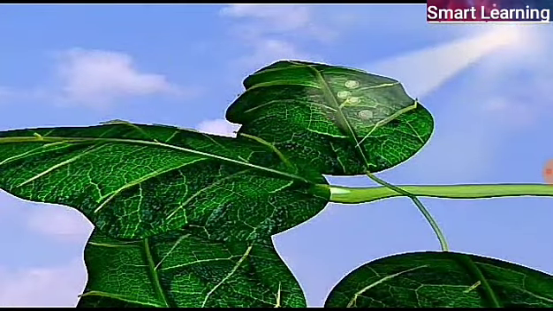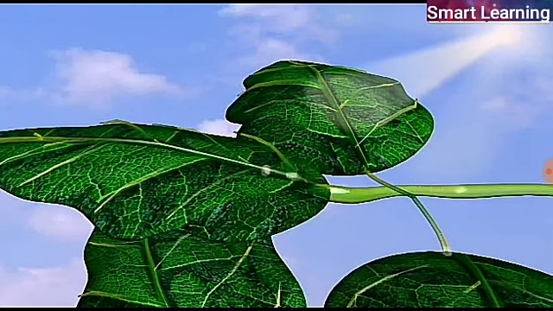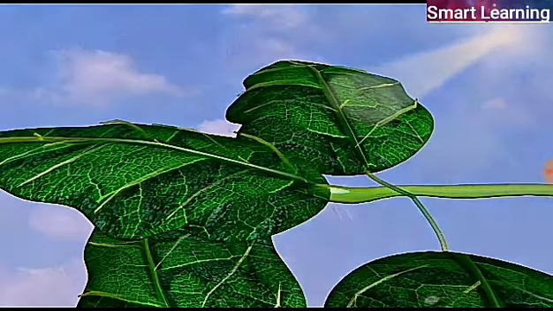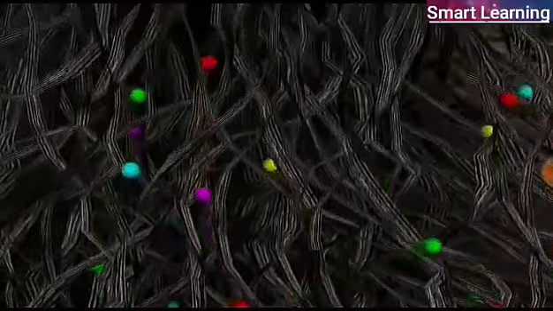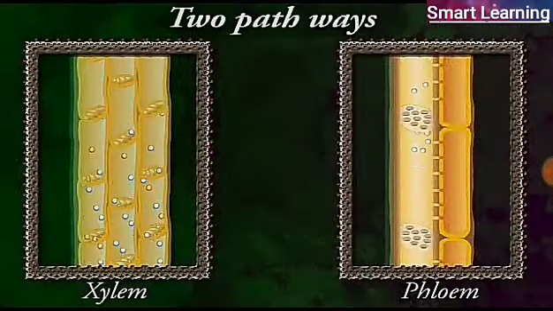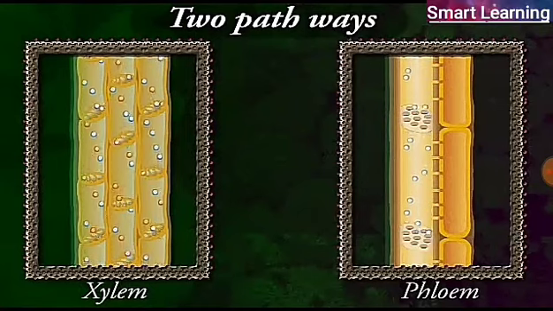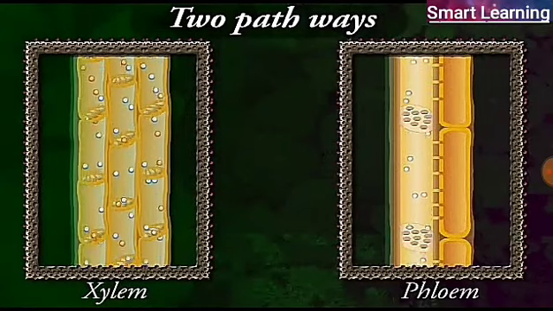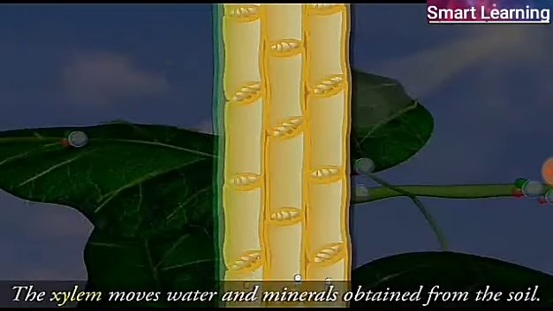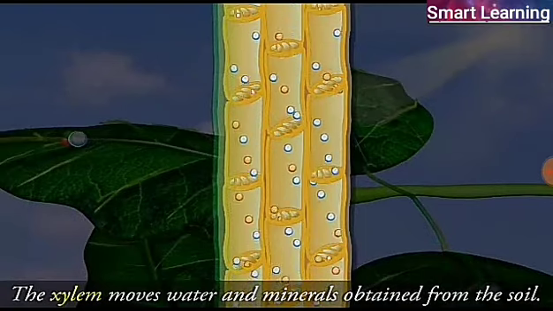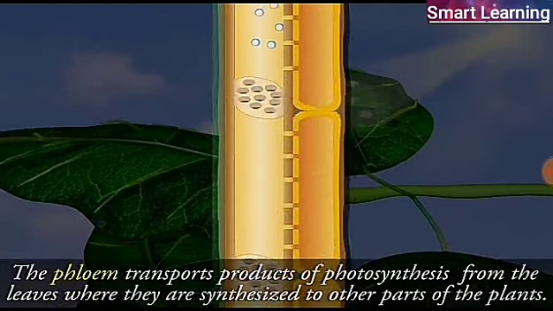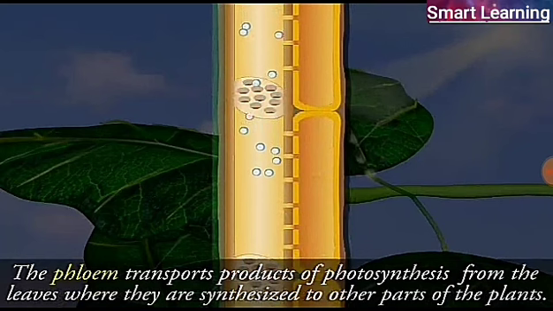Plant transport system will move energy stores from leaves and raw materials from roots. For this, two pathways are constructed as independently organized conducting tubes. The xylem moves water and minerals obtained from the soil to all the other parts of the plant. The phloem transports products of photosynthesis from the leaves, where they are synthesized, to other parts of the plant.